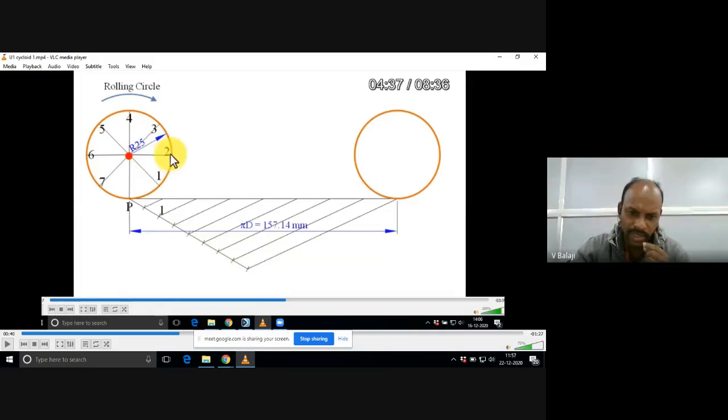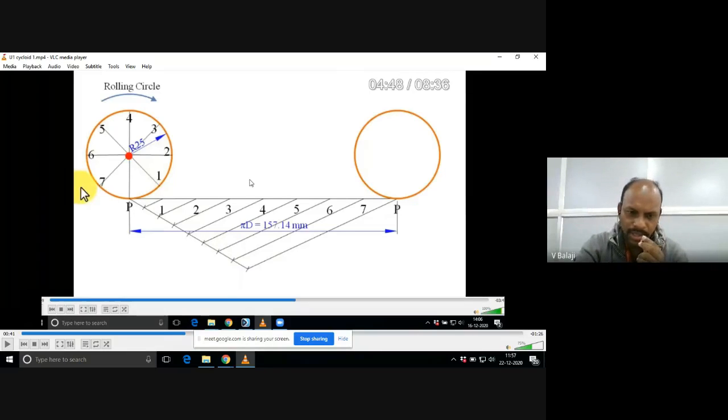Then the next important step is, you need to name all these parts P, 1, 2, 3, 4, 5, 6, 7, again P. This is the starting point of the curve. This is the end point of the curve.